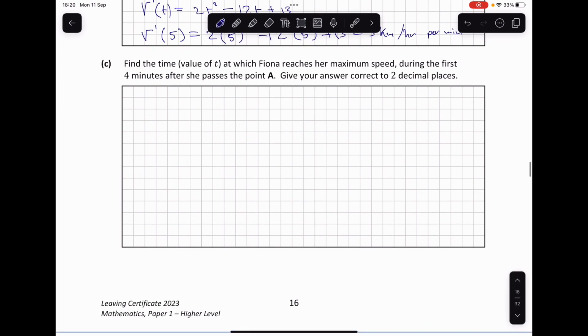Now, find the value of T at which Fiona reaches her maximum speed during the first 4 minutes after she passes the point A. Give your answer correct to 2 decimals. So what we're going to do here is set the derivative of V(T) equal to 0 to find the turning points or the stationary points.